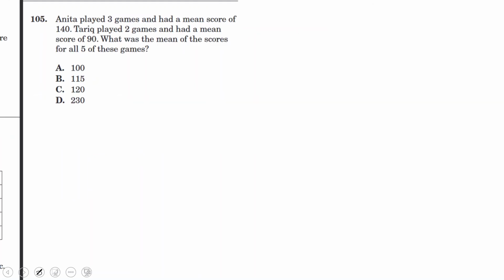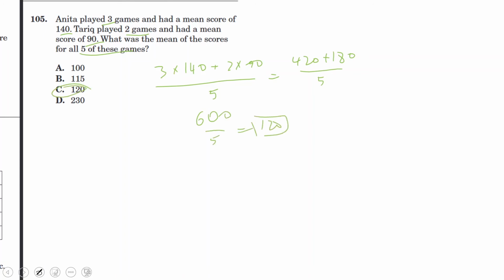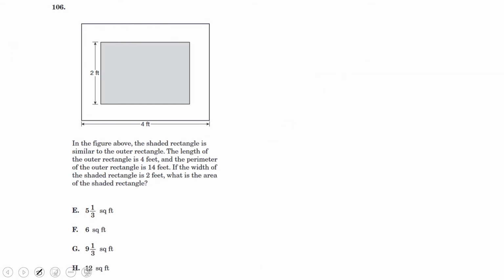Next. I played 3 games and I had a mean score of 140. Tariq, 2 games, 90. What's the mean score? Okay, mean means average. 3 times 140 plus 2 times 90 all over 5. Let's use the math correctly. That's 420. Your mental math must be stellar. You must know how to divide, add, multiply. 120. And there are ways how to improve your mental math, guys.